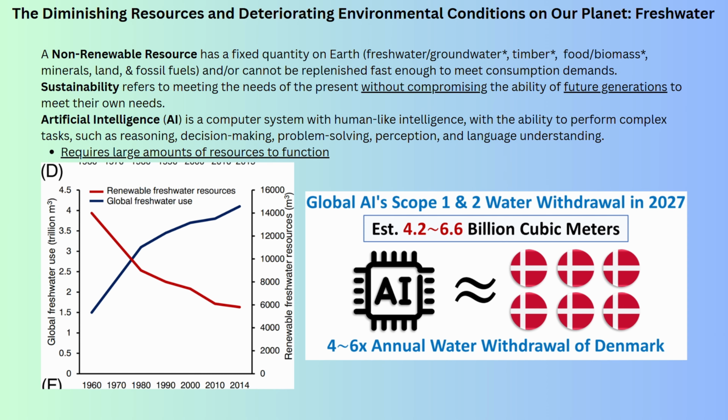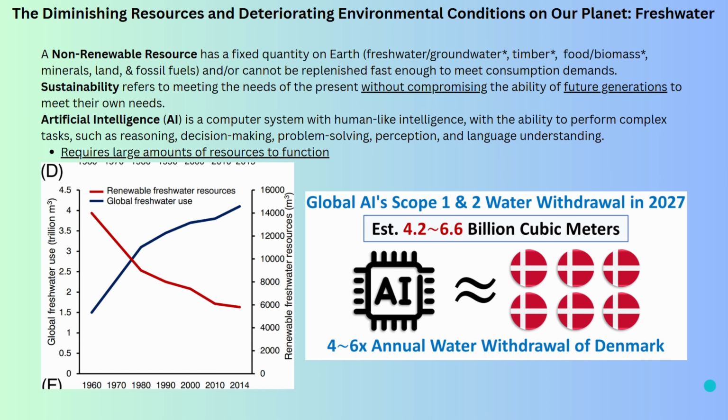Which, by the way, AI is a computer system with human-esque intelligence with the ability to perform complex tasks such as reasoning, decision-making, problem-solving, perception, language understanding, and a lot more. AI requires large amounts of resources to function, specifically fresh water and electricity. Current numbers are best estimates based on indirect energy and water uses, as the specifics are not released to us and are hidden by these companies.